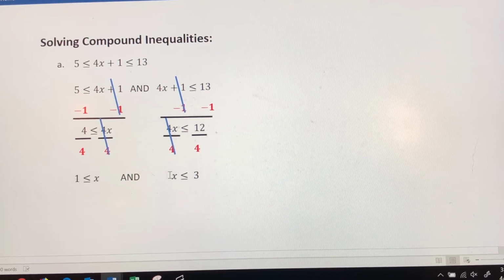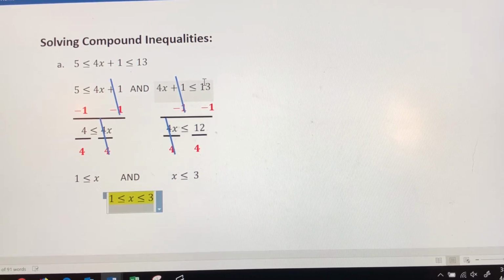So we're going to combine these two, just like we had with the original inequality, into one compound inequality where we can say x is between 1 and 3 inclusive. Inclusive just means that it includes 1 and 3 as part of the solution set. So x is between 1 and 3 inclusive.